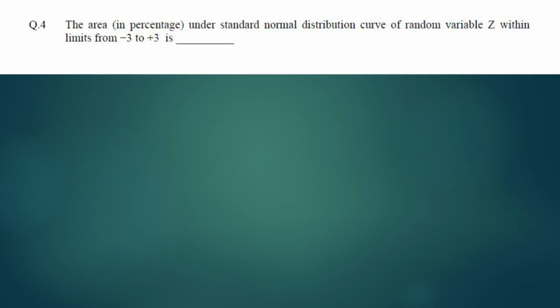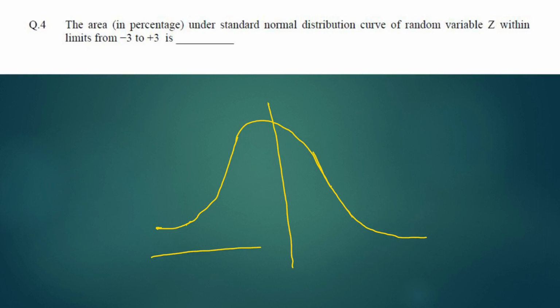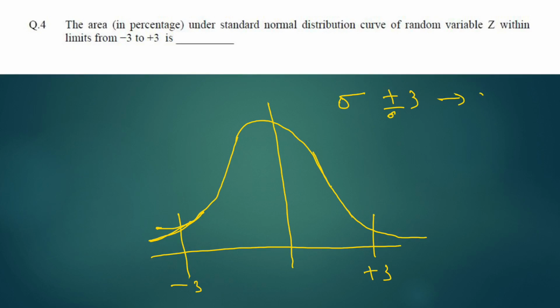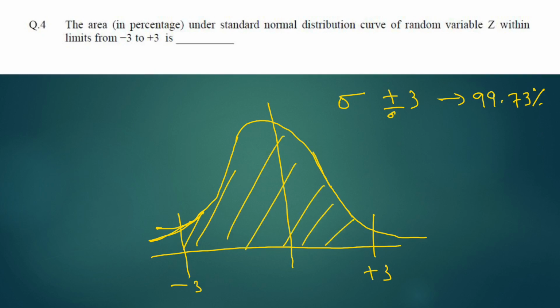So, our normal curve, like this, from minus 3 to plus 3, the standard normal curve. Sigma plus 3 to minus 3 will cover a maximum of 99.73%. This is your answer, 99.73%.